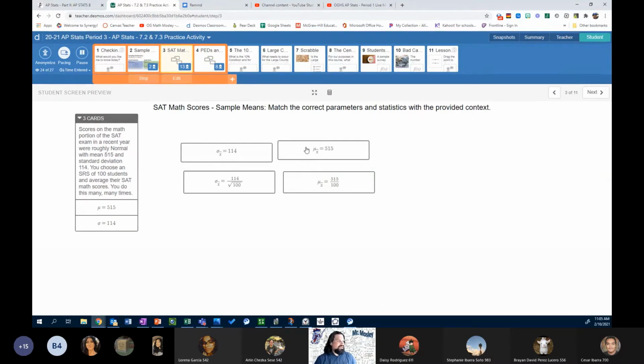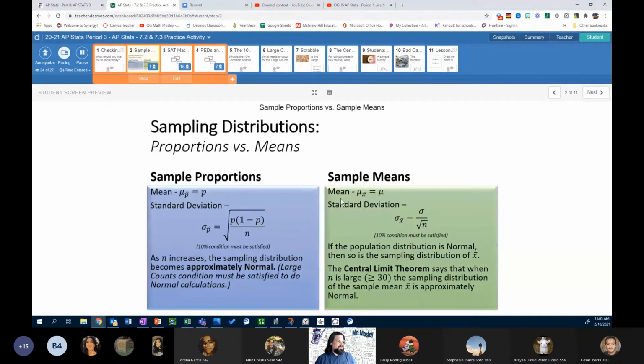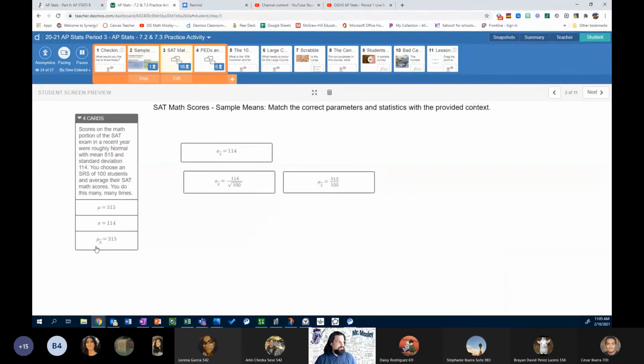We'll look at the mean of the sample means. That should be 515. That's because if we look back at our notes here, the mean of the sample means is the mean of the population. They're the same value. So the mean of the sample means is 515 because the mean of the population is 515.